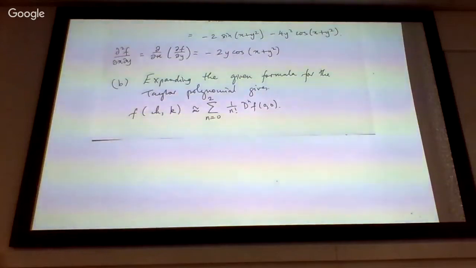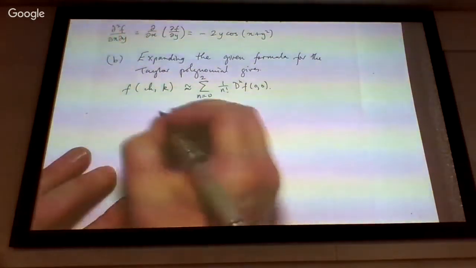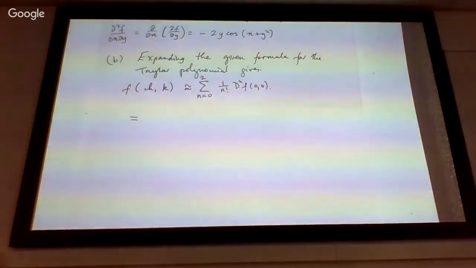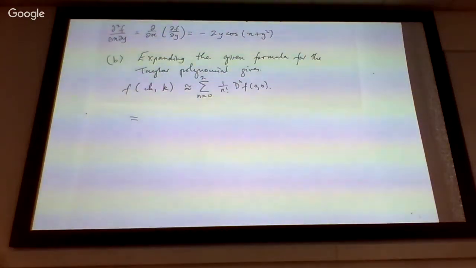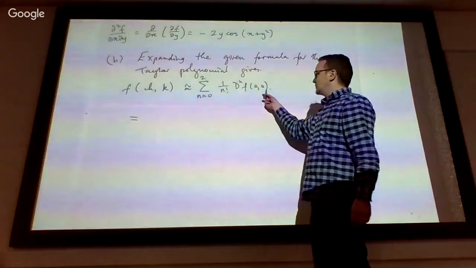Okay, but I just want to expand this out now, so I see clearly the various parts of it. The whole thing is an approximation, but now I'm exactly expanding the sum. So the zeroth term is 1 over 0 factorial by convention. 0 factorial is declared to be 1. And you've got d to the power 0 applied to f evaluated at the origin.